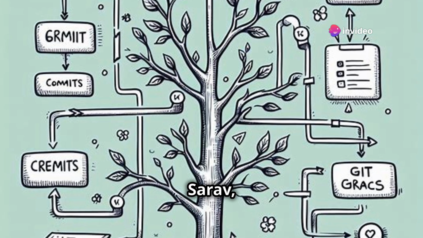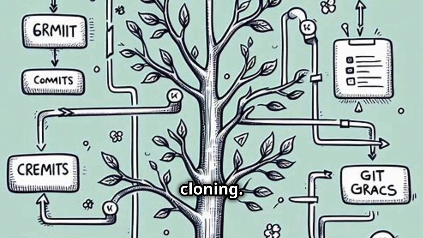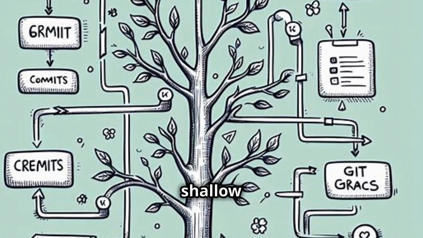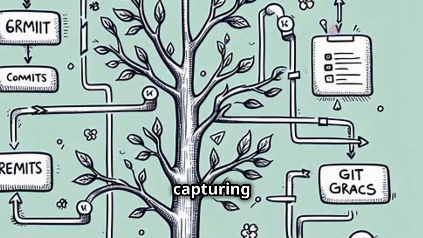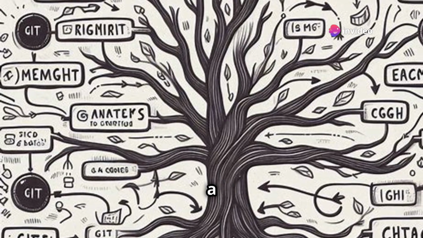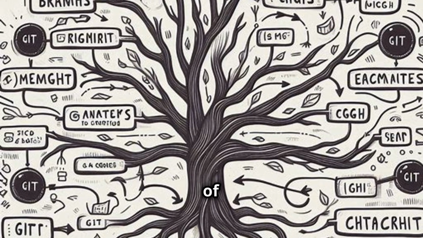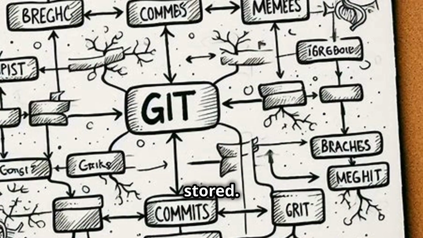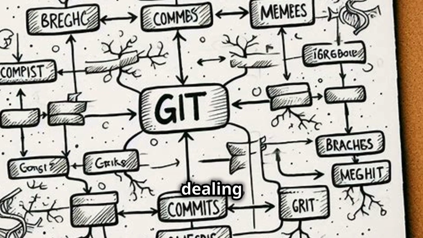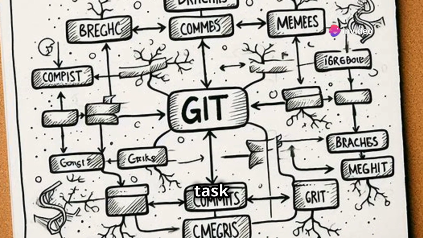This is Sarav, and in this video we are going to take a holistic look at shallow cloning. In the realm of Git, a shallow clone is akin to a snapshot, capturing a moment in time without the burden of history. It's a partial copy of a repository, trimmed to a specified depth, thus reducing the amount of data fetched and stored. This can be particularly useful when dealing with large repositories, or when the full history is not necessary for the task at hand.